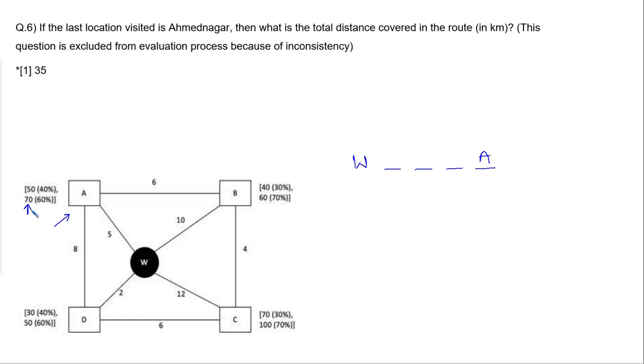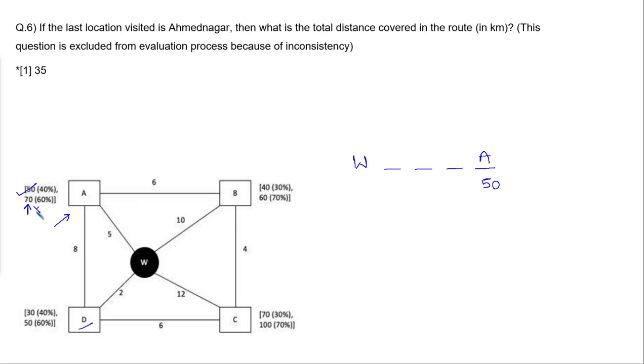No, it cannot be 70 because the demand at station D is either 50 or 30. The demand at station B is either 60 or 40. So the demand at Ahmednagar cannot be 70, because if it becomes 70 then it will not be consistent data. So the demand at Ahmednagar has to be 50.